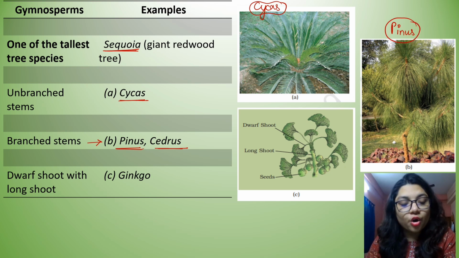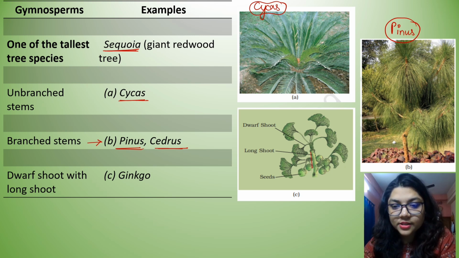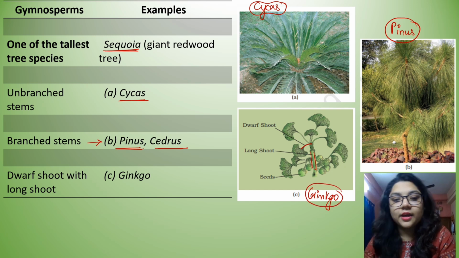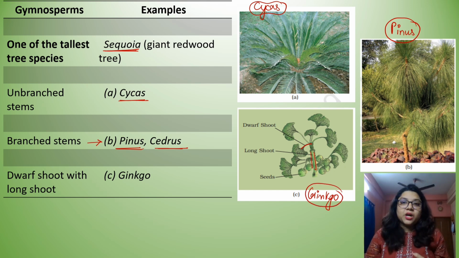And last में dwarf shoot and long shoot both are present. See, if you look carefully, one is the long shoot and the other one is the dwarf shoot. Right? So both are present and this is your ginkgo. ठीक है? Right? So Gymnosperms का example याद करना very easy है. These are all small examples.